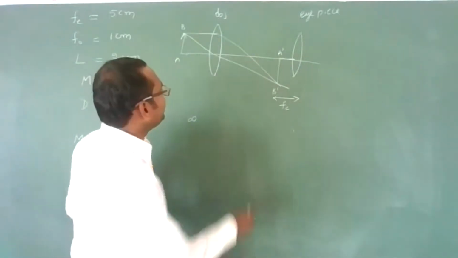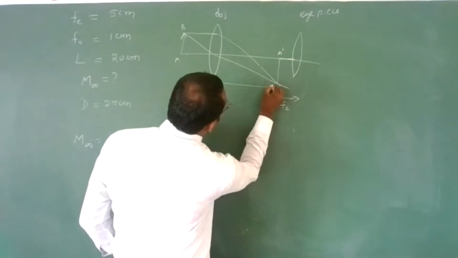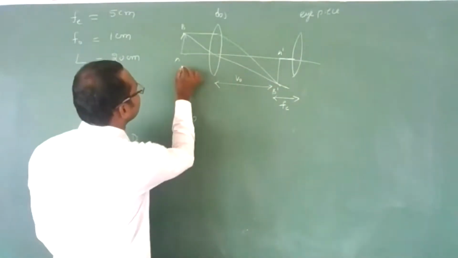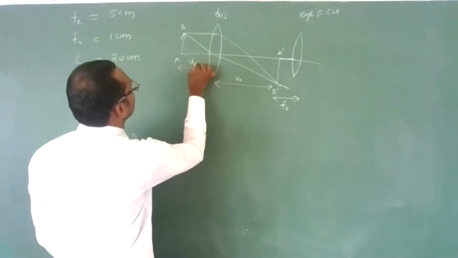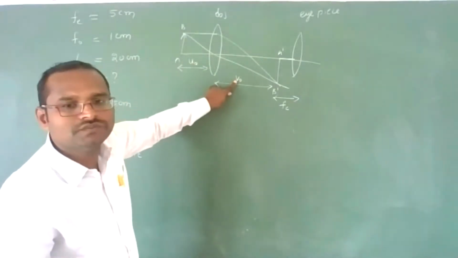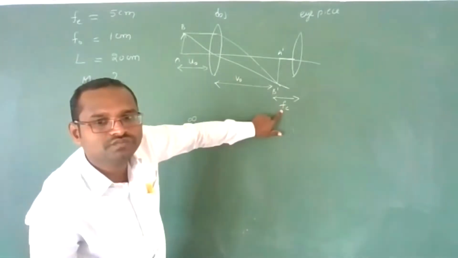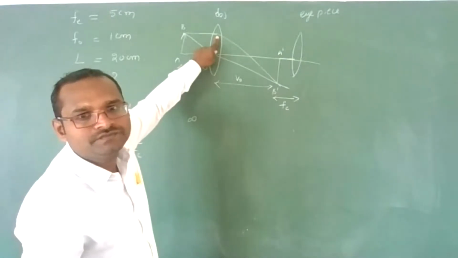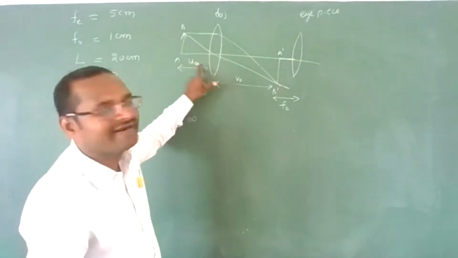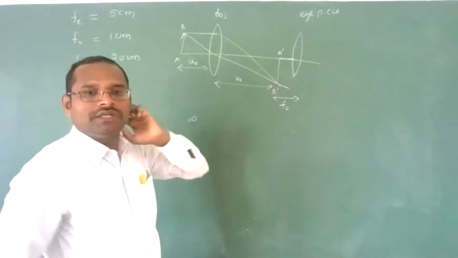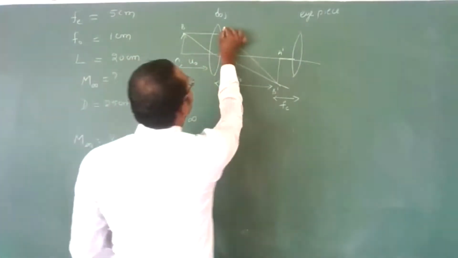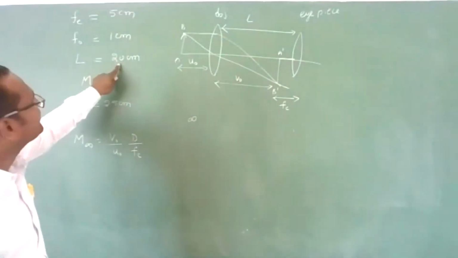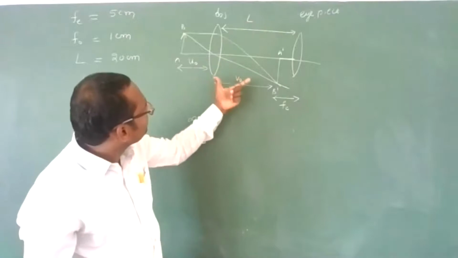And what is this distance? This distance is V naught and this distance will be U naught. You don't know this value and this value. You know the focal length of this also. If you know any one of these two, you can find the other. But you don't know these two. Now what to do? For that, they have given the length of the tube. This is the length of the tube, given 20 centimeter.